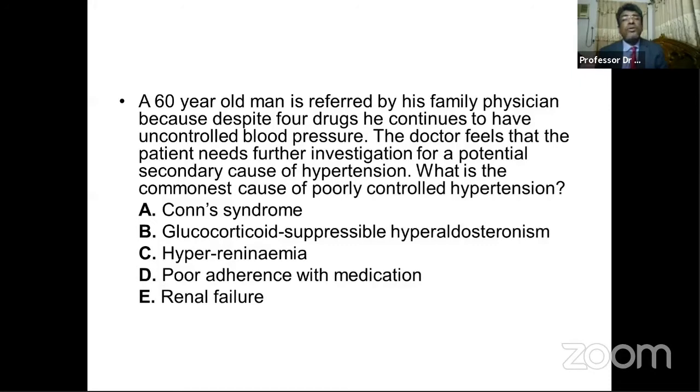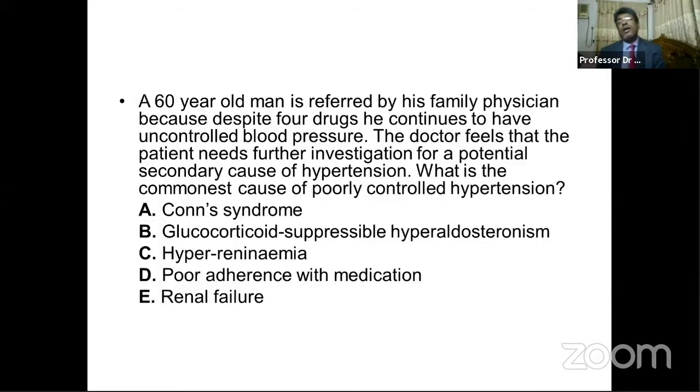A 60-year-old man is referred by his family physician because despite 4 drugs, he continues to have uncontrolled blood pressure. So this patient is getting 4 drugs to control his hypertension, but in spite of that, his blood pressure is not controlled enough. So the doctor feels that the patient needs further investigation for a potential secondary cause of hypertension. It is another question regarding secondary causes of hypertension. What is the commonest cause of poorly controlled hypertension?